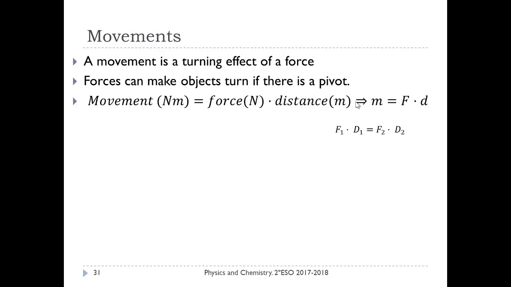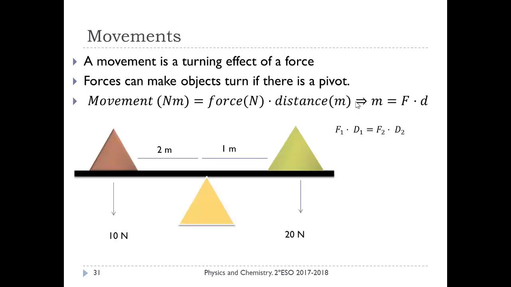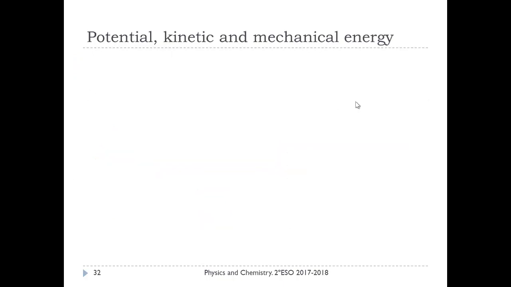So if the system of forces is balanced, we'll have that force 1 times the first distance equals the second force times the second distance. So, for example, if we have this seesaw, 10 newtons going down at a distance of 2 meters from the pivot would keep the seesaw balanced if the distance from the pivot is 1 meter and the force on the right hand is 20 newtons. So we have the same moment on both of them, so they will be balanced.